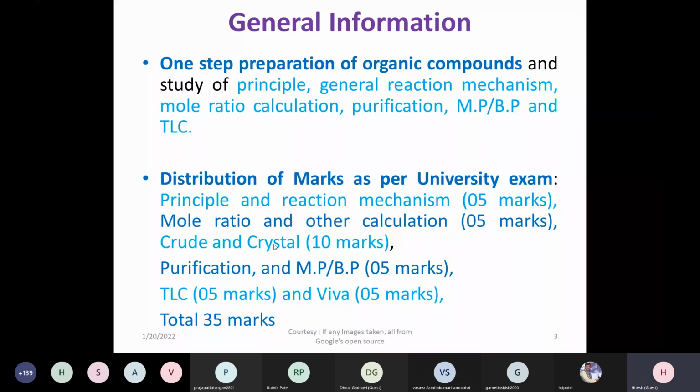Again, I am repeating the distribution of marks as per the university exam. In the university exam, principle and reaction mechanism will carry 5 marks. Mole ratio and other calculation, 5 marks.